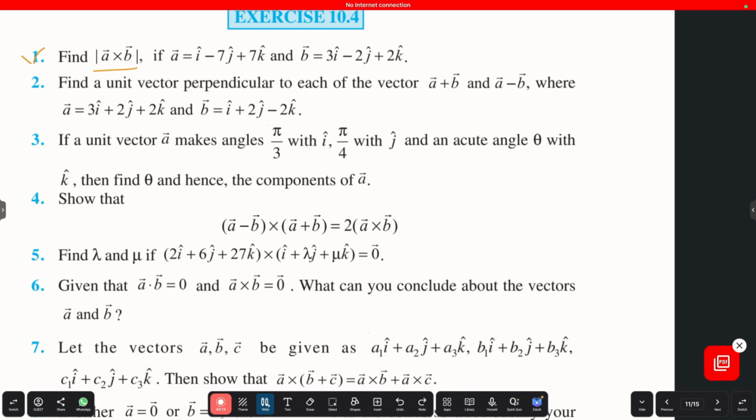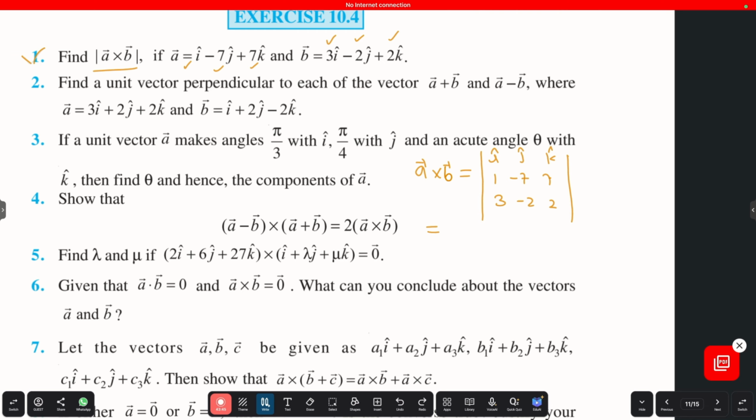Find mod A cross B. If A is given and B is given, how to get mod? Firstly, we have to calculate A cross B. A is given, B is given. So calculate A cross B. I am doing here, okay, students. A cross B is determinant I cap, J cap, and K cap. Then the scalar components of A, which are 1, minus 7, 7. And then B is 3, minus 2, 2.